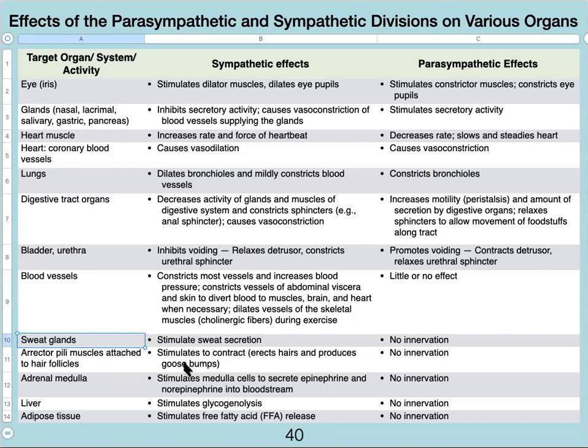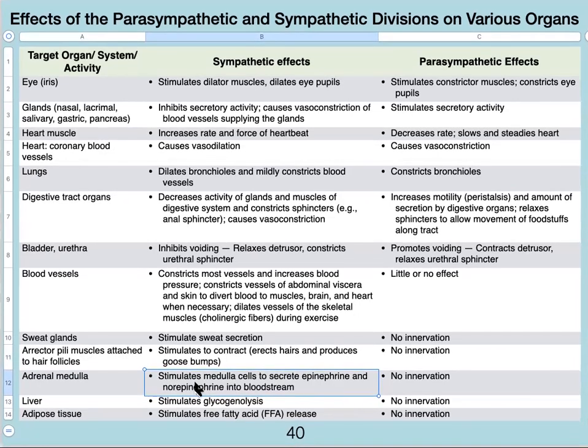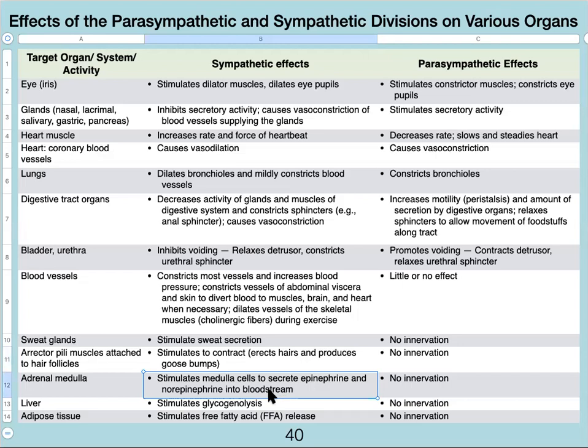And sweat glands' activity is increased by sympathetic output. Erector pili, those smooth muscles that allow for goosebumps, are also only under sympathetic stimulation. And then adrenal medulla, which we'll take a closer look at the end of today's lecture. Under sympathetic innervation, it secretes epinephrine and norepinephrine. And then don't worry about these last two.